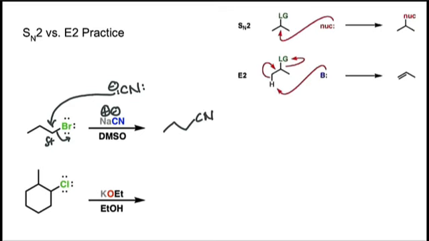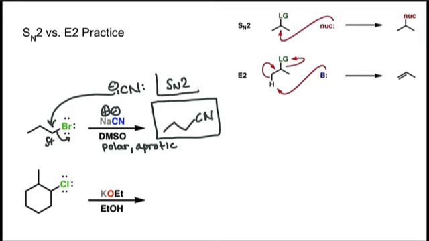Keep in mind DMSO is just a solvent. It's a polar aprotic solvent, and there's several of them in this problem set to get you used to seeing the solvent written as part of the problem. The other thing that it is important to include here, if you're asked to do it, is to indicate by which mechanism this reaction is proceeding, and in this case it's SN2.